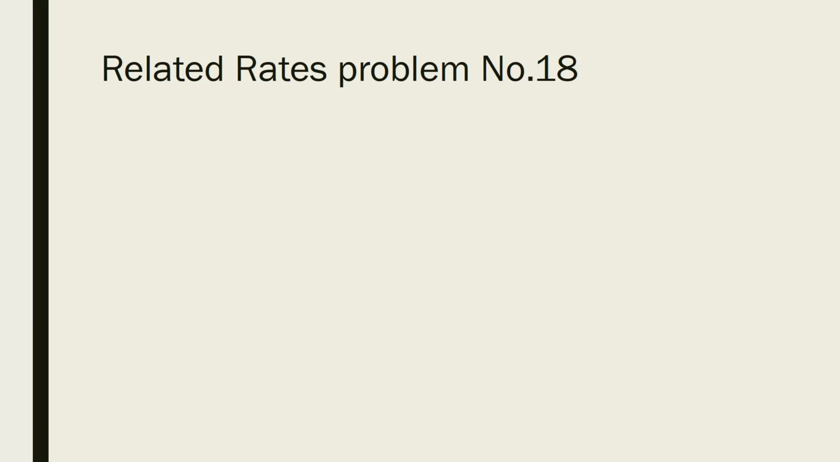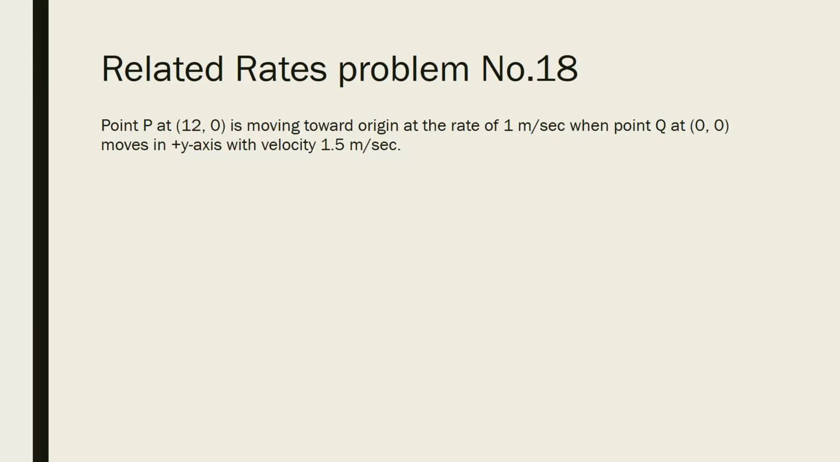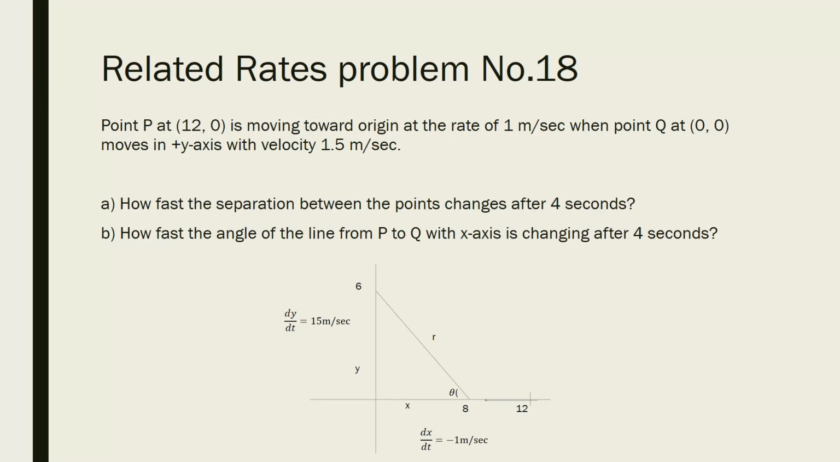Last question, which is related rates problem number 18. Point P at 12 is moving toward the origin at the rate of 1 meter per second, while point Q at 0 moves on the y-axis upward with velocity of 1.5 meters per second. The graph is as shown above. The questions are, how fast the separation between the points changes after 4 seconds, and how fast the angle of the line from P to Q with the x-axis is changing after 4 seconds.